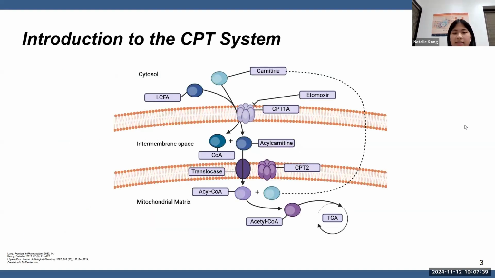So what is the CPT system? The CPT system is a system of 3 transmembrane mitochondrial enzymes that regulate fatty acid oxidation within cells. This metabolic pathway has major implications in a number of diseases such as diabetes, COPD, asthma, and cancer, thus making it of great pharmaceutical importance, as well as in terms of attempting to regulate this system.